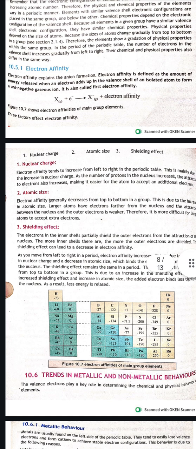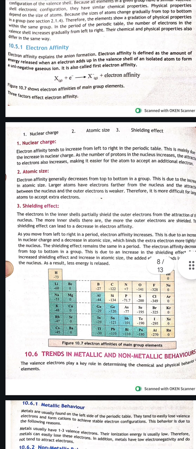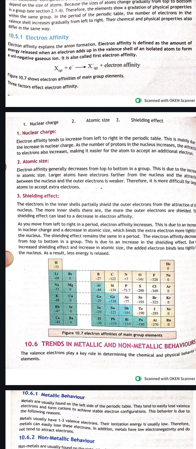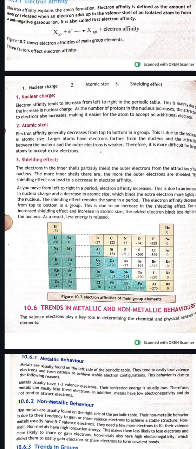Now we have electron affinity, that is the first property. It is basically the amount of energy released when an electron is added to the valence shell of an isolated atom to form a uninegative gaseous ion. It is also called first electron affinity. So when an electron is added to an isolated atom, X plus electron gives us X minus plus electron affinity. There are three factors that affect electron affinity: nuclear charge, atomic size, and shielding effect.